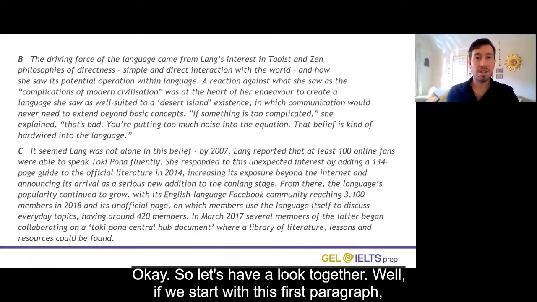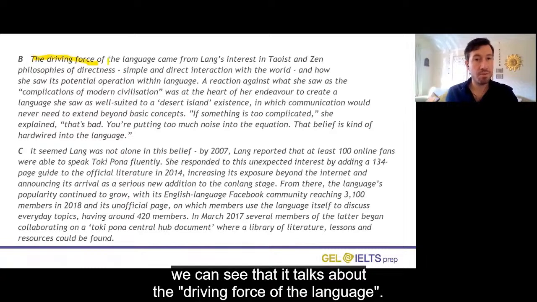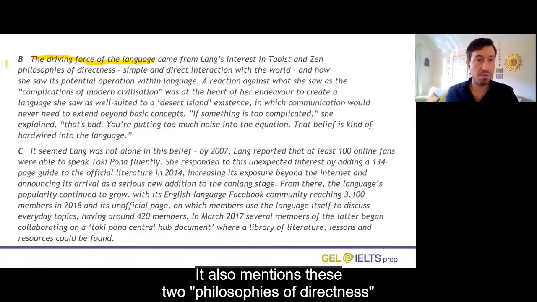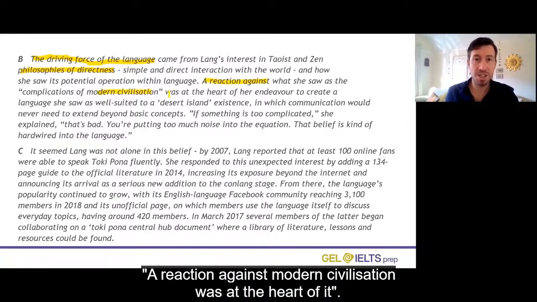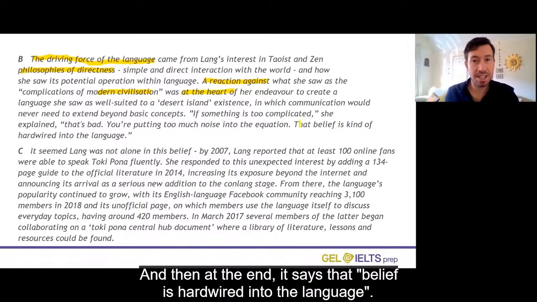Okay, so let's have a look together. Well, if we start with this first paragraph, we can see that it talks about the driving force of the language. It also mentions these 2 philosophies of directness in this first sentence. And then it talks about it's a reaction against modern civilization was at the heart of it. And then at the end, it says that belief is hardwired into the language.